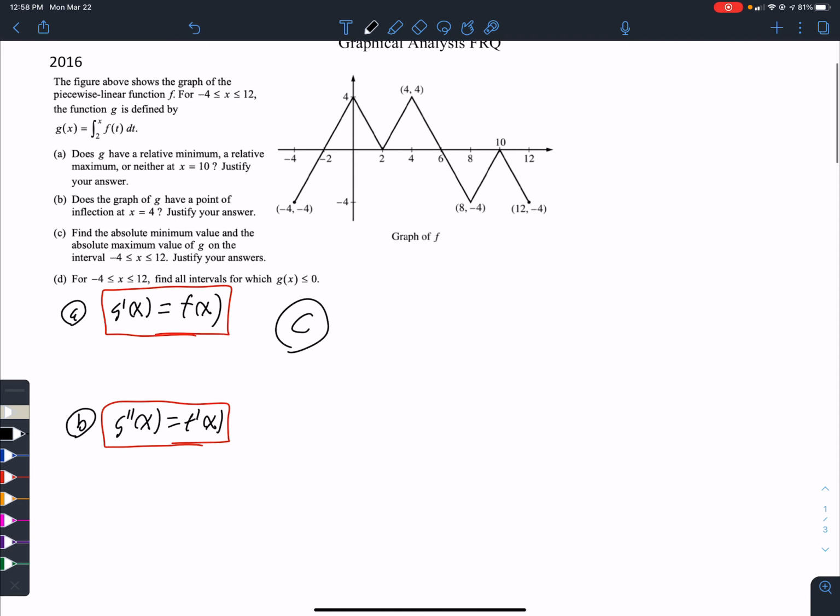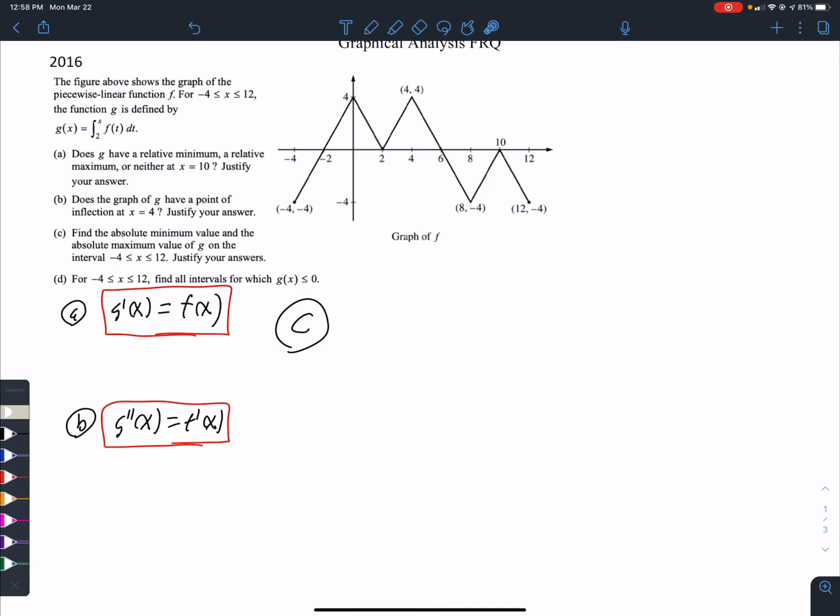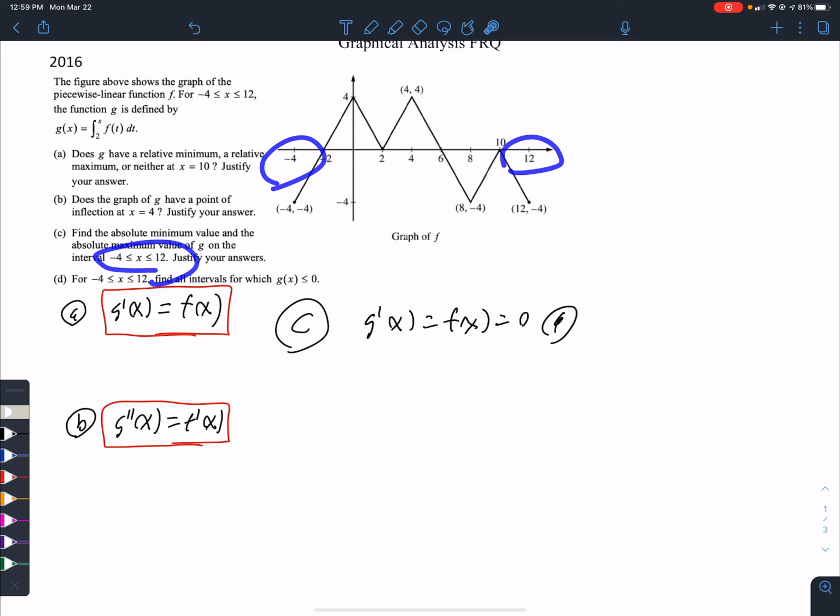Okay, so first thing, where do max and mins occur? And we should know critical points and endpoints. So we need the derivative of G and set that equal to 0. So G prime of x, which is f of x, equals 0 at. Well, where does it equal 0? And our interval is -4 to 12, so we're looking at the whole thing. It's going to occur at -2, 2, 6, and 10. That's a lot of points.